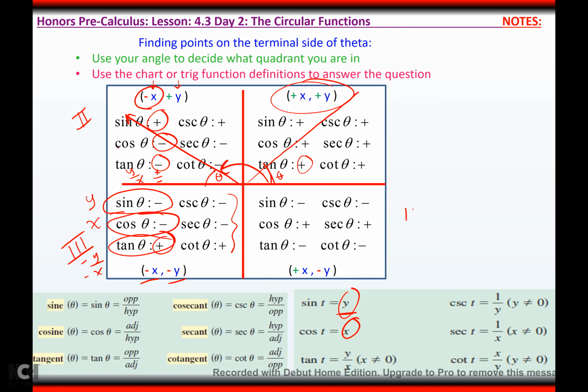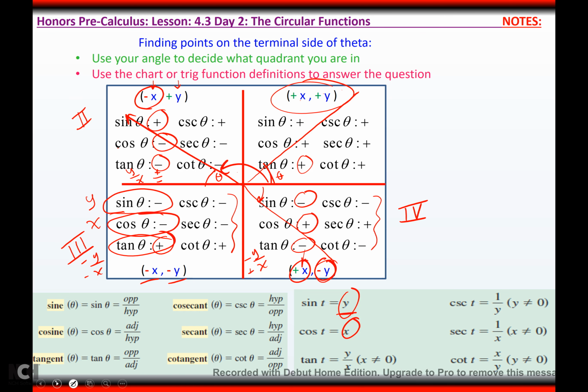If you're in the fourth quadrant, x is positive, y is negative. So if you're looking for sine of an angle down here in this quadrant, since sine is y, y is negative. Cosine is positive because cosine is x. Tangent would be y over x, which is a negative divided by a positive, which is negative. And then these guys match theirs.